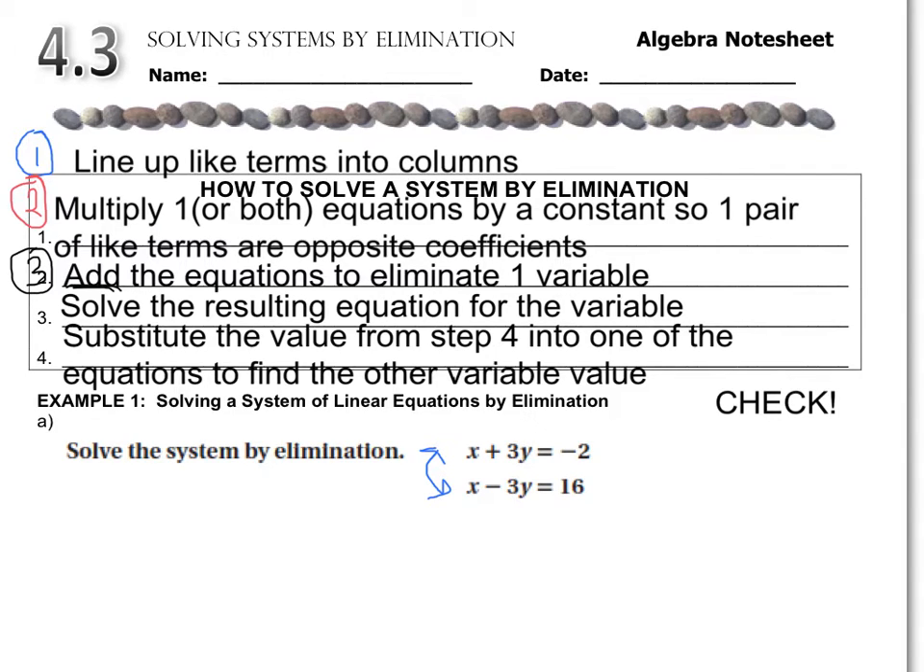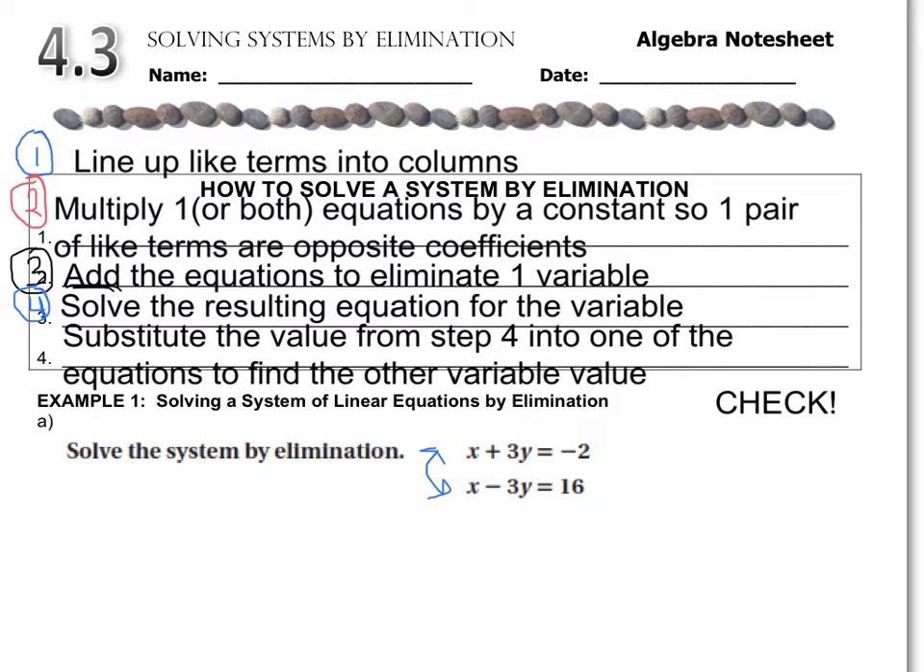Step 4 says to solve the resulting equation for the variable that's left. Basically, as you add those two equations together, one of the variables disappears, leaving you with the other variable. So step 4 basically means to just finish the equation. You'll then have one variable and you finish solving that equation.